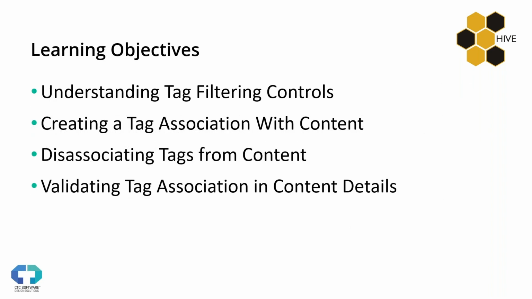So we're going to talk about what tag and filtration controls exist. We are going to create an association of a tag with a piece of content. We're also going to talk about disassociating tags from content, in case you've tagged too many things or something is no longer relevant. And then we're going to validate tag association, just to make sure that it's there or not there, by inspecting some of the content details. And we'll take a look at that two different ways.